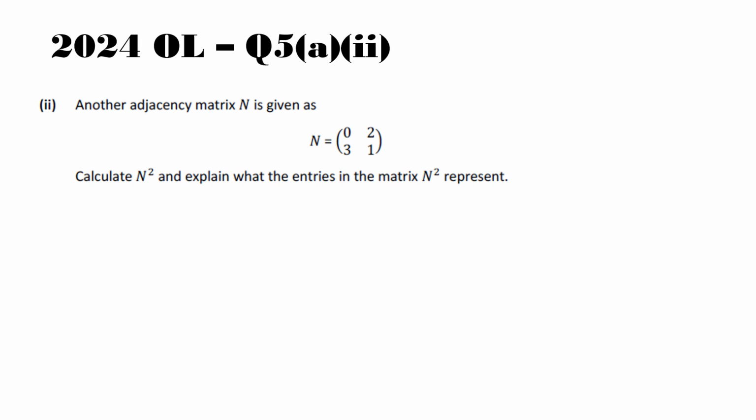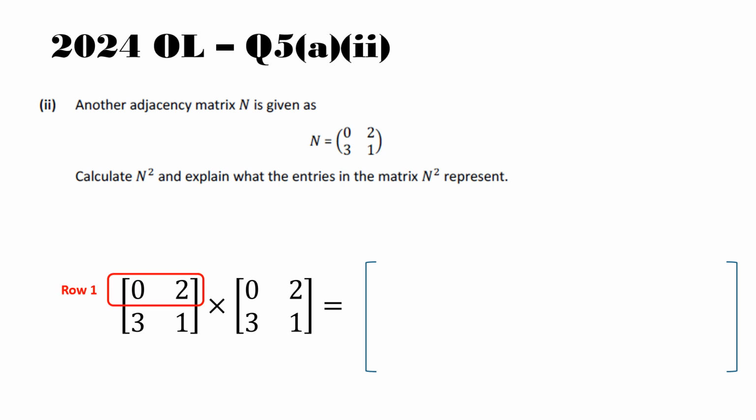So this is the 2024 Ordinary Level Paper, Question 5, Part A, Part 2. Another adjacency matrix is given as N is equal to 0, 2, 3, 1. Calculate N squared and explain what the entries of N squared represent. So here are our two matrices. They're both the same. We're multiplying it by itself.